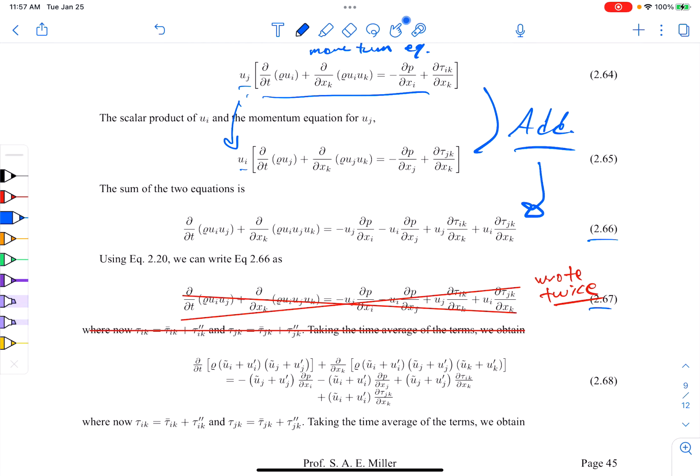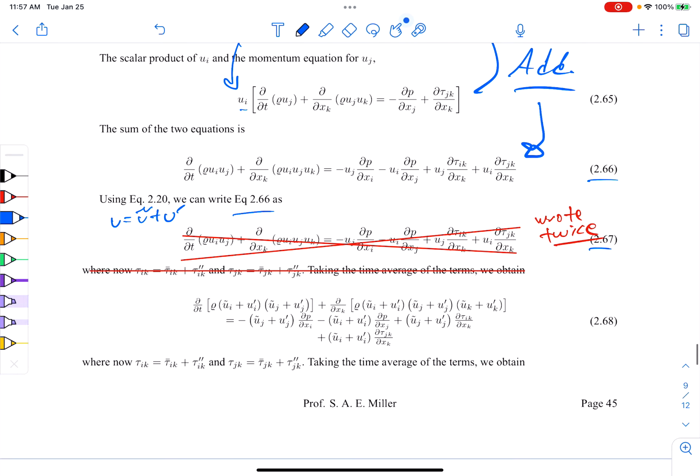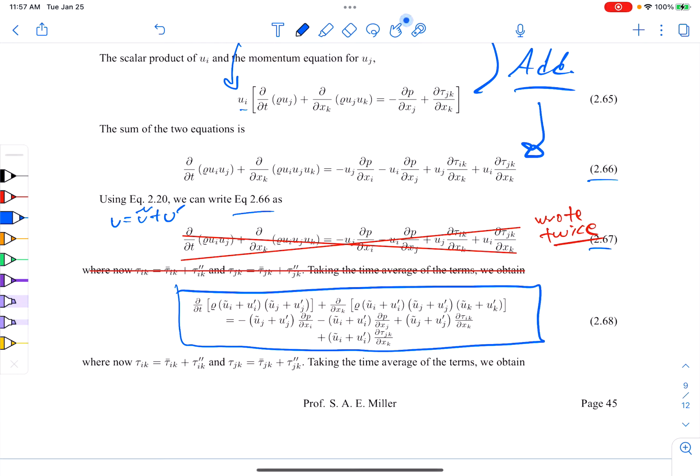So if we use equation 220, which is u equals u tilde plus u prime, so remember that's the Favre average plus a fluctuating mass average, and this equation 266, the moments of the momentum equation, we'll get this giant equation, which has a lot of extra unknowns in it and not much we can do.